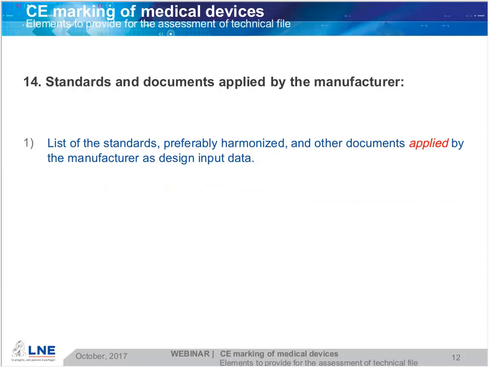Section 14 is about standards and documents applied by the manufacturer. So we need to get the standards, preferably harmonized, and other documents applied by the manufacturer. Indeed, we have some misunderstanding. Some manufacturers send us the regulatory surveillance, which is about all the standards applied within the company. But what we need to get is the standards applied for the product which is under submission.